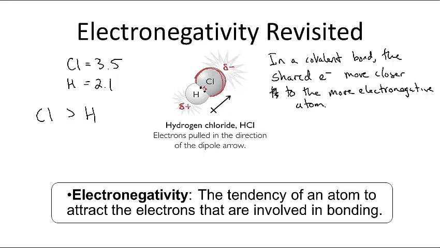And here's the official definition of electronegativity. The tendency of an atom to attract the electrons that are involved in bonding. The last note from this slide, you'll notice that we can draw an arrow. This is called a dipole arrow. And we note that we go from plus to negative. So the plus side gets the little plus, and the arrow points to the negative side.